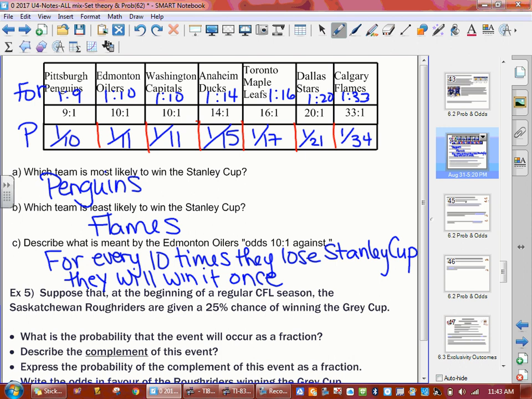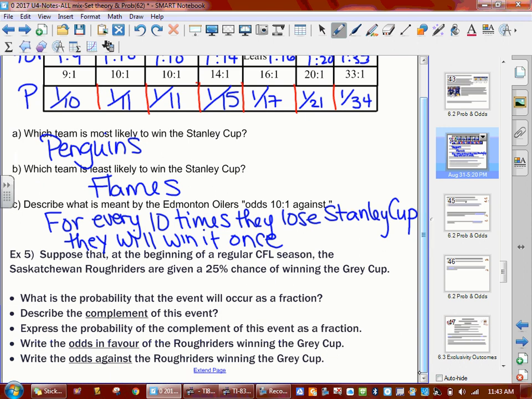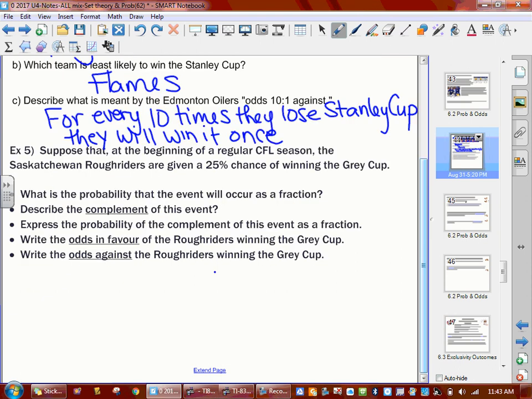Now we're going to talk about my riders, because I'm a rider fan. So we got to talk about the chances of them winning. So on the bottom of the page it says, in a regular CFL season, the Riders have a 25% chance of winning the Cup. That's still a bit optimistic, but that's okay. Probability it will occur. Probability would be 25 over 100, which is 1 in 4. They have a 1 in 4 shot of winning.